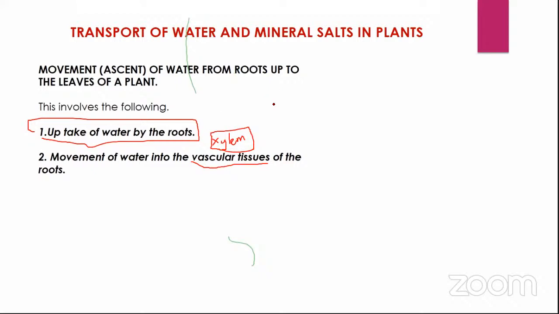Then after water has been moved into the vascular tissue, that is phloem and xylem, how does that water ascend? That is movement of water up the stem.